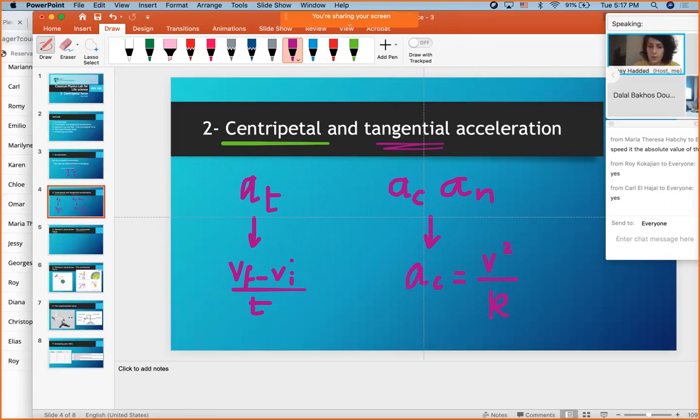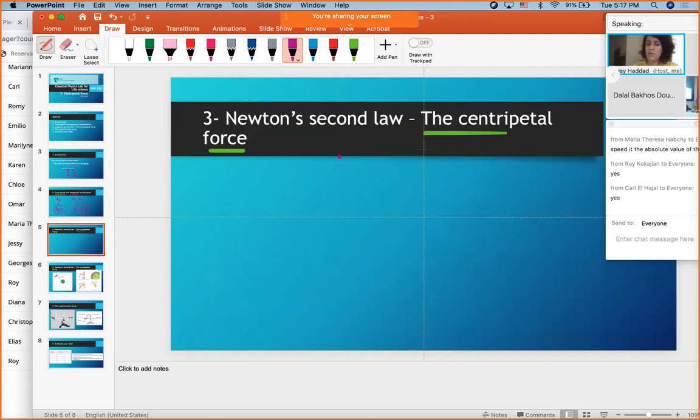Okay, so now we have to think of two accelerations separately. One to speed you up or slow you down, and one to turn you. Now I'm going to use Newton's second law to find the centripetal force. I'm going to say net force is equal to ma. I'm going to break down the vector net force into a tangential and a centripetal component. The centripetal component is going to be m a_c.